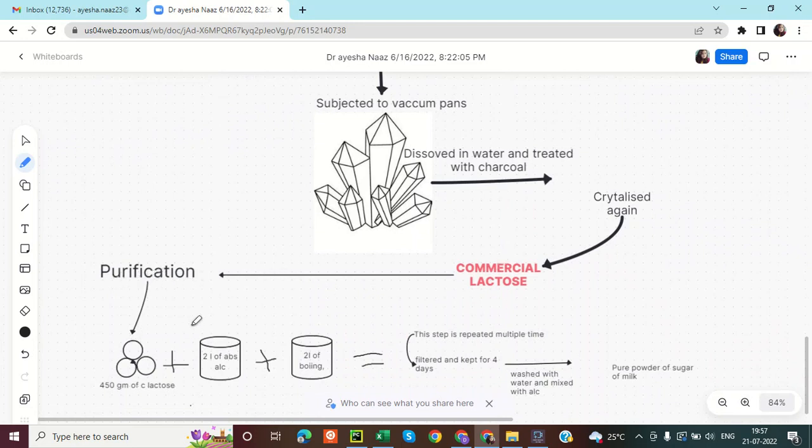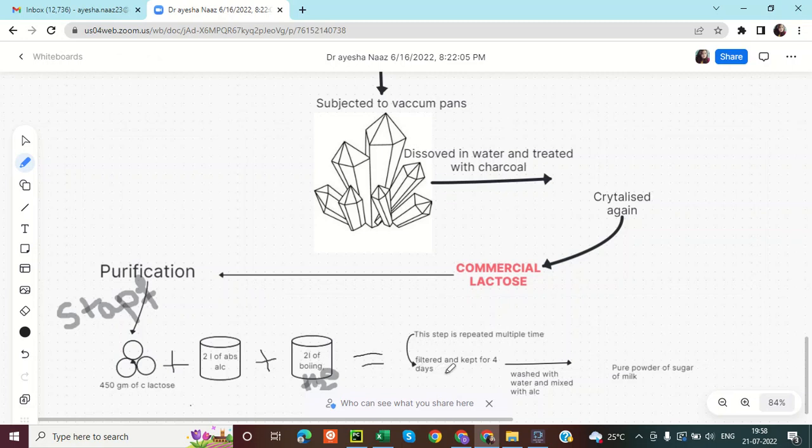For purification, this is a very important portion, because this purification method is known as the Staff process, S-T-A-P-H. One very important question often asked as an MCQ is which alcohol is used for the Staff process. Absolute alcohol is what we use for the Staff process, in equal proportion with water, boiling and purified water. Here, 450 grams of commercial lactose, an equal proportion of absolute alcohol, and an equal proportion of boiling purified water are mixed.